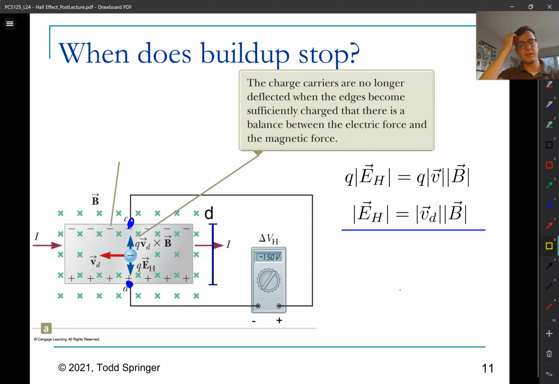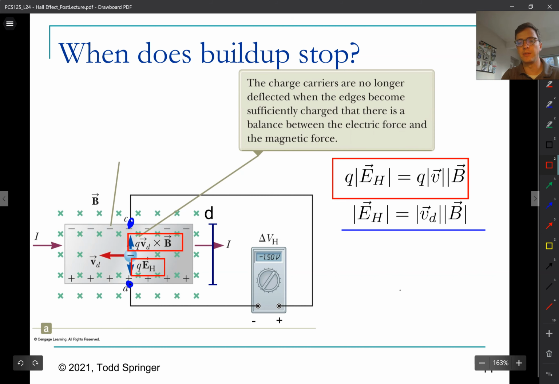So when exactly does this stop? In other words, what's the magnitude of this electric field which is going to cancel out the magnetic force? It's going to happen when these two forces balance each other. So the key part is that the magnetic force upward will eventually be balanced by the electric force downward. There's going to be enough charge on the top surface of this material to cancel out the magnetic force upward. When does that happen? That happens when those two forces are equal.